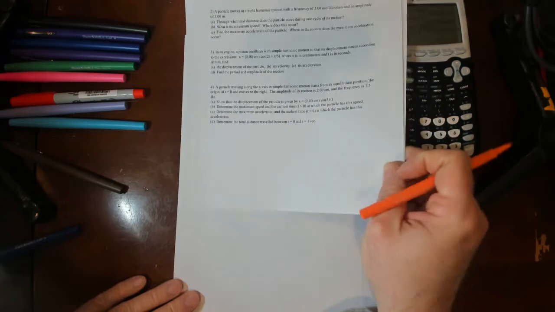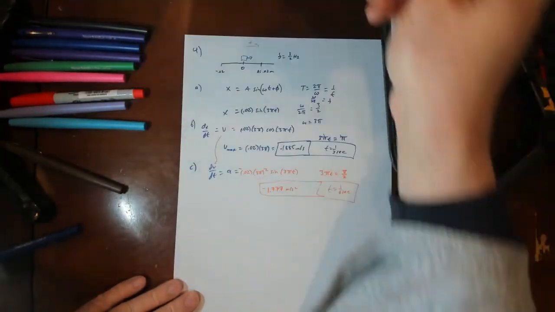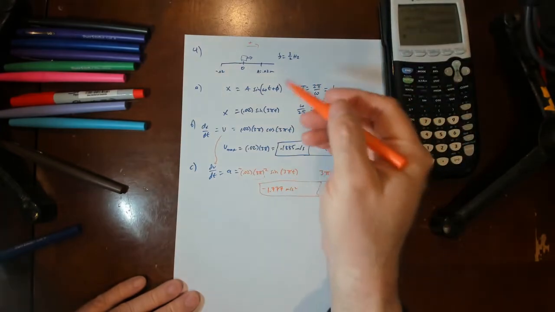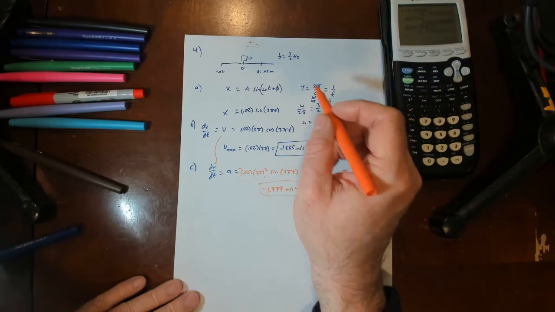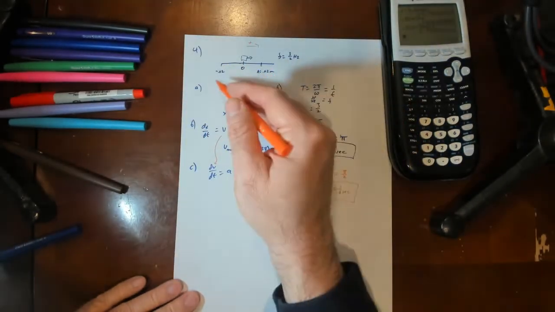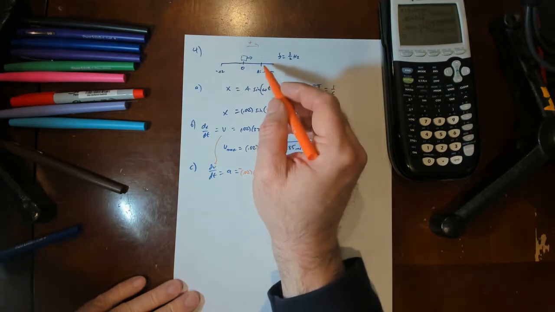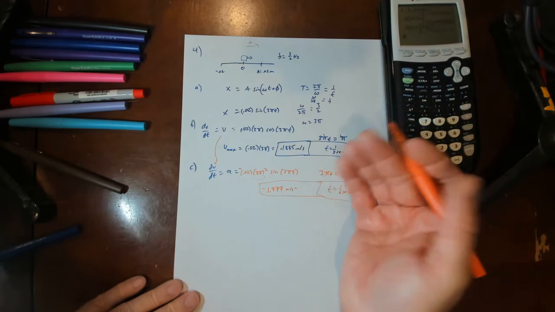Part D says determine the total distance traveled between 0 and 1 second. Well, we know that frequency is 3/2. Period is just the inverse. The total time for a cycle is 2/3 of a second. So for 1 second, you say 2/3 is a period. I recognize that it's 1.5 periods.